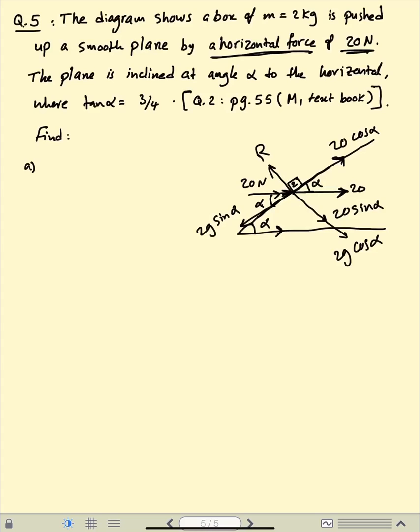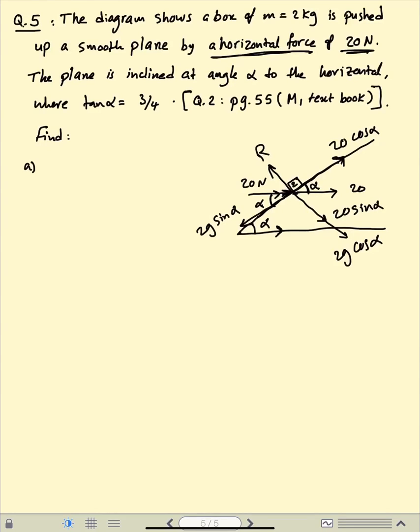Again, this 20 newtons is not clear. Make it easy for yourself. Extend the force like this, so it will be easier to resolve and to be seen. So this one is alpha, and this is alpha again. These two alphas are equal because they are alternate angles. And this angle is alpha because they are vertically opposite.